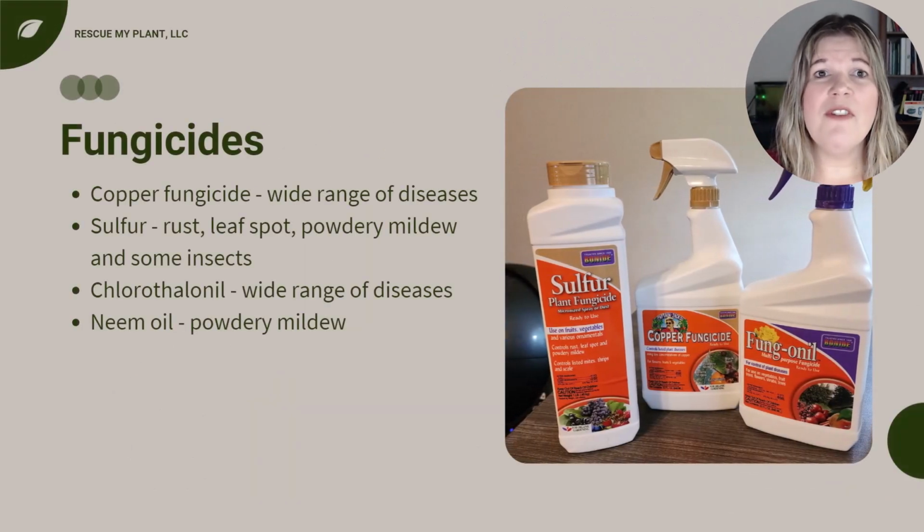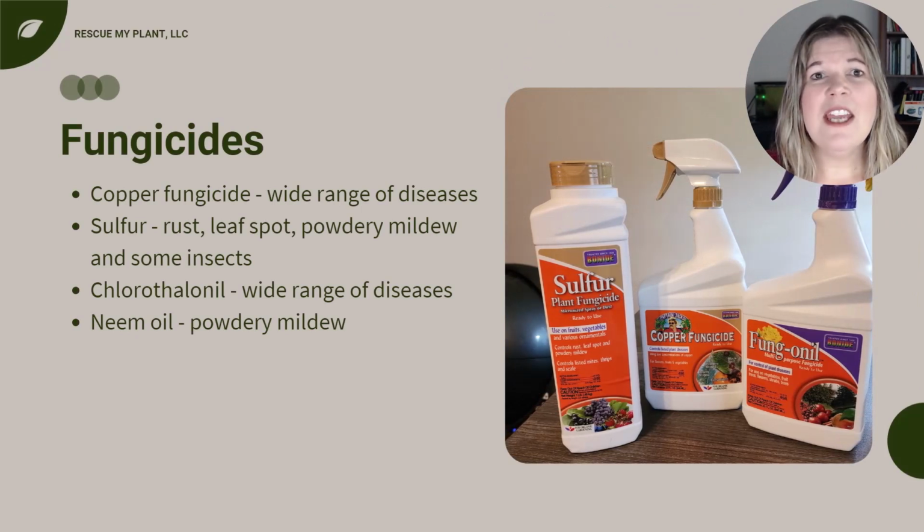Here are some of the fungicides that I keep on hand. Keep in mind that many fungicides do not kill the pathogen but stop it from spreading. You often have to reapply it every couple of weeks. Copper fungicide and chlorothalonil work on a wide range of diseases. Sulfur is more effective on rust, leaf spot, powdery mildew, and some insects. Neem oil is mainly for insect control but will work on powdery mildew as well. Follow the label directions for all of these products.